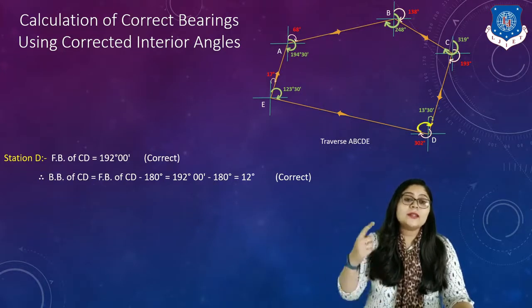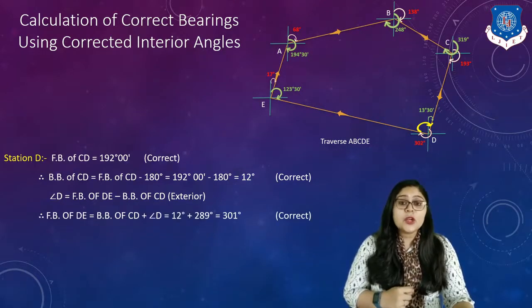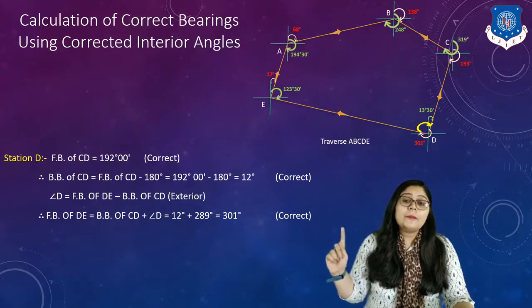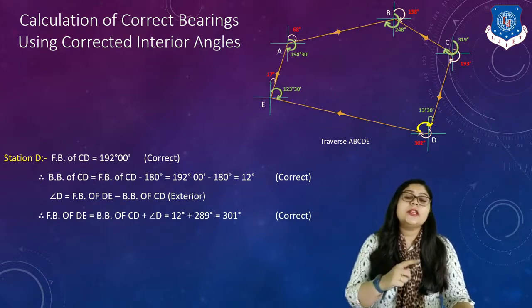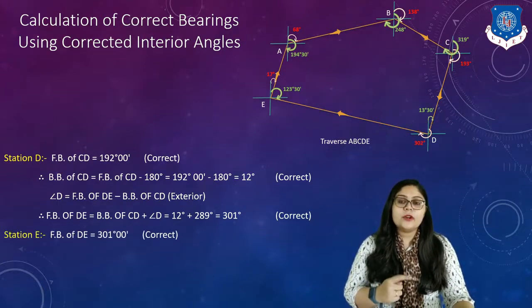Now you can see in this traverse that at station D, you can identify angle D as the fore bearing of DE minus the back bearing of CD, which is the exterior angle, right? So you can identify the fore bearing of line DE by putting in all the values, which gives 301 degrees, right? So that is the correct answer. So this is the way for station D.